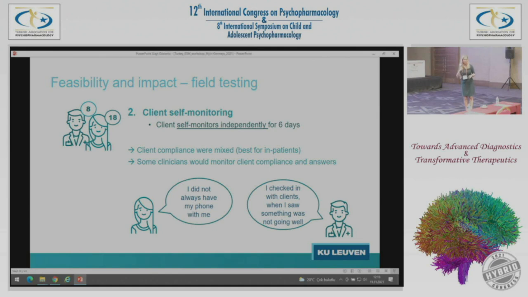It's also interesting for us because when we do experience sampling in research, we have on average a compliance of 75%, meaning that people fill out 75% of the beeps that are presented to them.